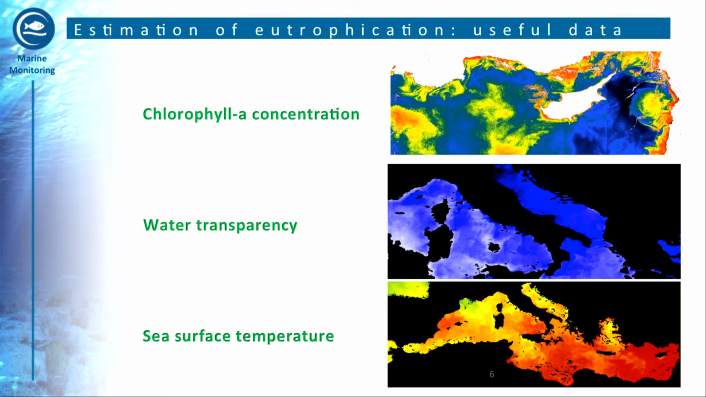Some of the parameters regularly obtained from Earth observation are chlorophyll A, water transparency, and sea surface temperature, which, for example, can be useful for evaluating the eutrophication status of a sea area.